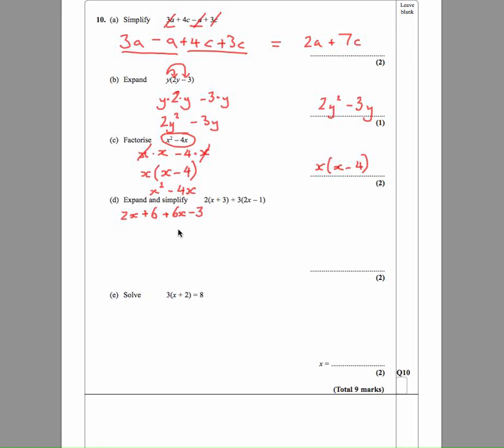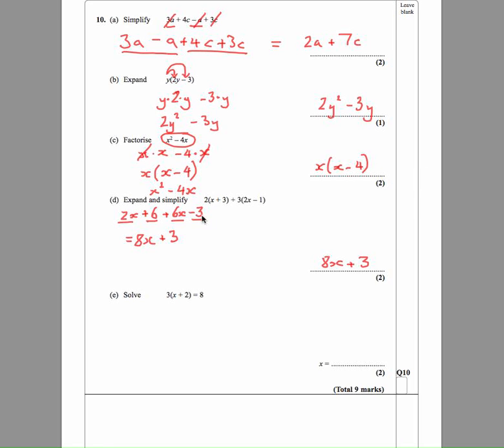And then we're going to look through for like terms, the same power of x. So 2x here and a 6x there gives us 8x altogether. Rather than crossing through them, if you just want to underline them, make sure you've got them all. 8x, 6 and negative 3 gives us positive 3, and there's nothing else that we can do with that. So 8x plus 3.